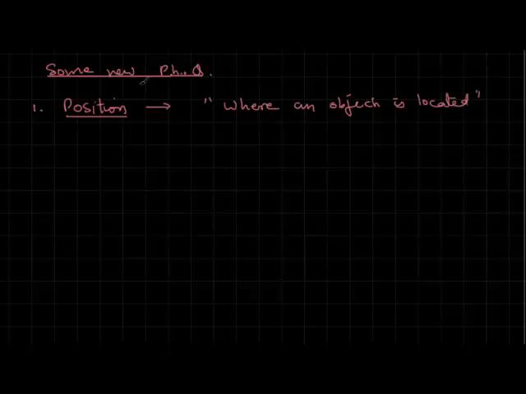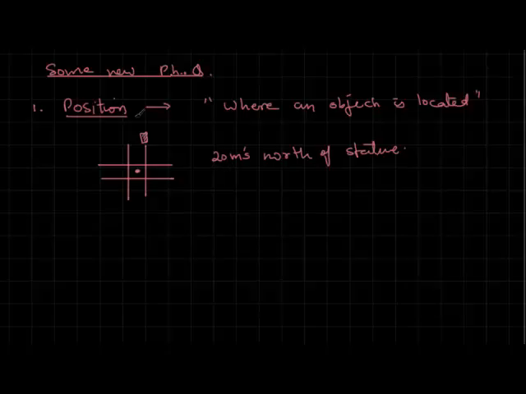So in this statue example which we did, this is a statue at the center and our house is here. So if someone asks about the direction of where the house is, you can say that this house is 20 meters north of the statue. So here in this position vector, again every vector you will see that it has a magnitude and a direction. So the magnitude is 20 meters and direction is north.